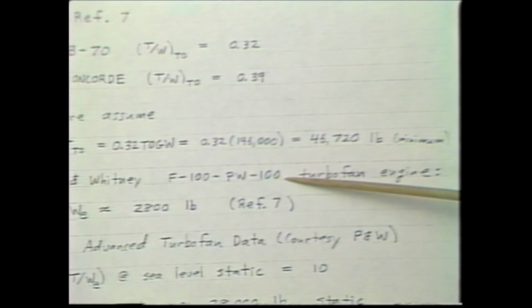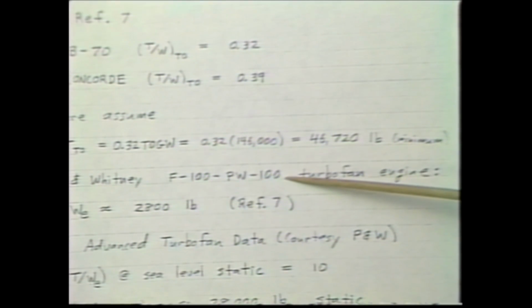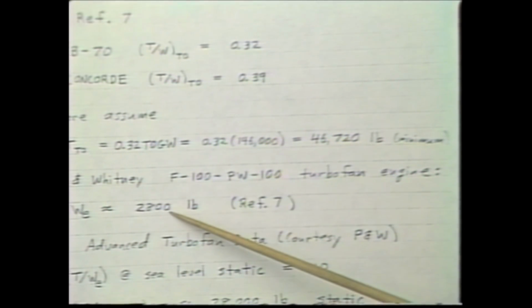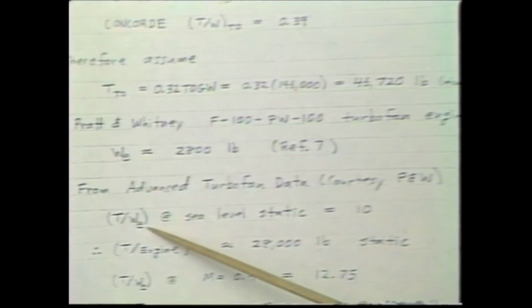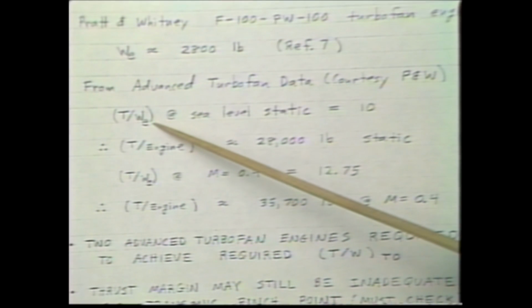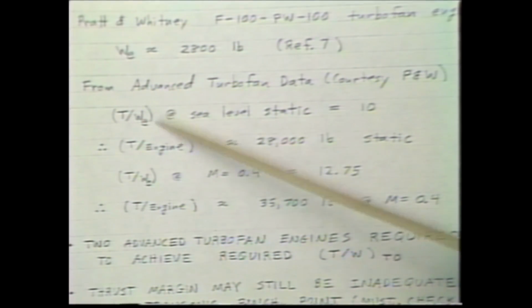For the Pratt & Whitney F100 PW100 turbofan engine that I mentioned earlier, which weighs about 2,800 pounds, using that piece of information, and from that data that I showed you for our advanced turbojet, at sea level static conditions, the engine produces a thrust-to-weight of about 10.